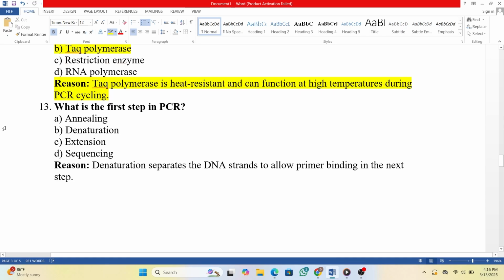13. What is the first step in PCR? A. Annealing. B. Denaturation. C. Extension. D. Sequencing. Answer: B. Denaturation. Reason: denaturation separates the DNA strands to allow primer binding in the next step.